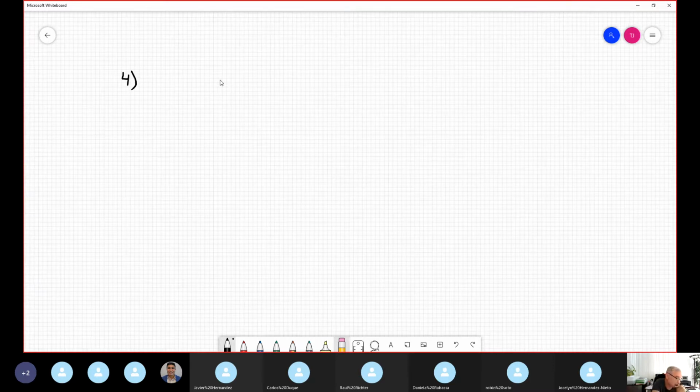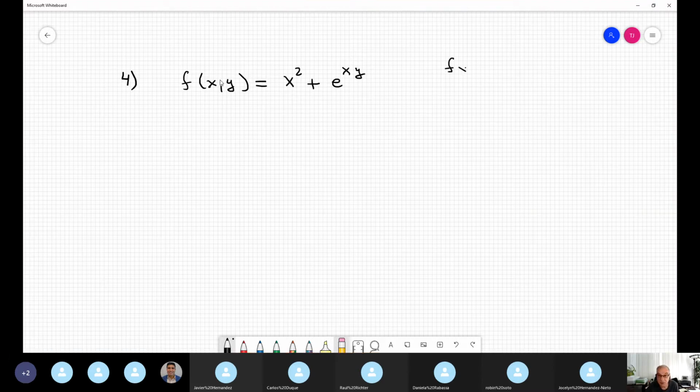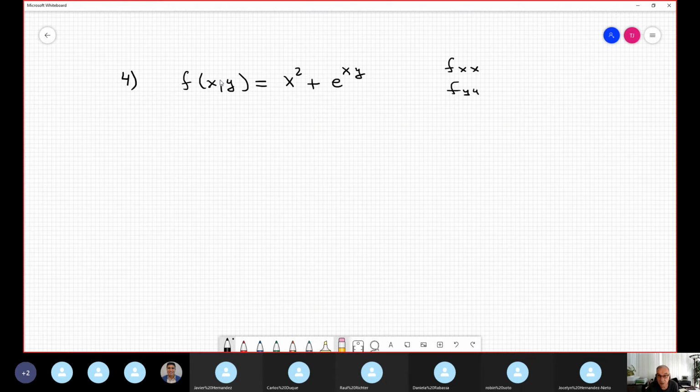Just the derivative of the function that's given, by the way, f(x,y) equals x squared plus exponential e to the xy. And then, can you find the collection of the second derivatives, so fxx, fyy, and fxy, which by the way is always equal to fyx. So we are doing it step by step, no?